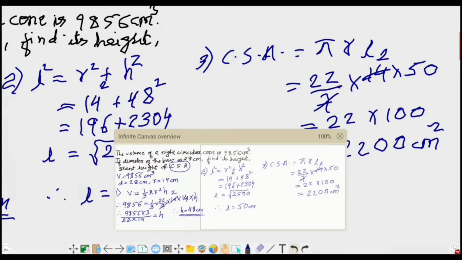So now keep a glance on the full sum. See students, first I applied the formula of volume. With that we got the height 48 centimeter. Then I applied the formula of slant height. We got the slant height as 50 centimeter. At last, curved surface area, we got it as 2200 centimeter square.